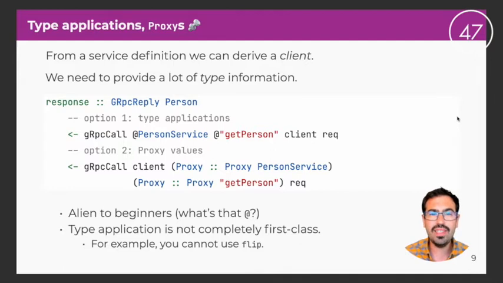However, we found that this is quite hard for beginners. They always wonder what this weird @ symbol is, why do you have strings there, and why do you need to have proxy person service? Also, type application is not completely first class. For example, we could not use flip to say that we first want the name of the method and then the service where this comes from. So this is something which is different from what you are used to when using Haskell.